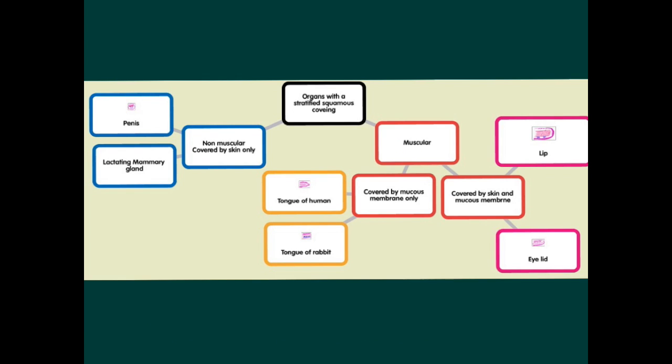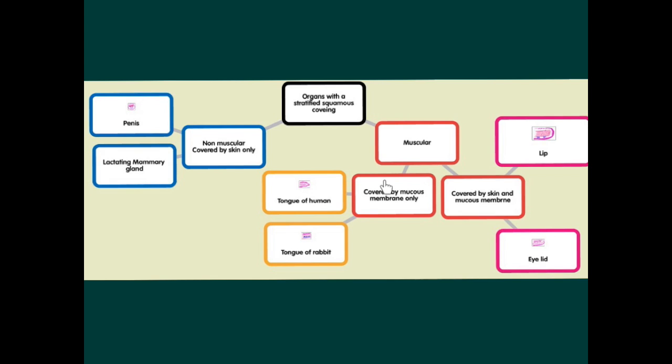These organs are of two subcategories. First, the muscular organs covered by stratified squamous, and non-muscular covered by stratified squamous in the form of skin only. As regards the muscular organs, we have two categories: those covered by skin from one side and mucous membrane from the other side, and these include the lip and the eyelid.